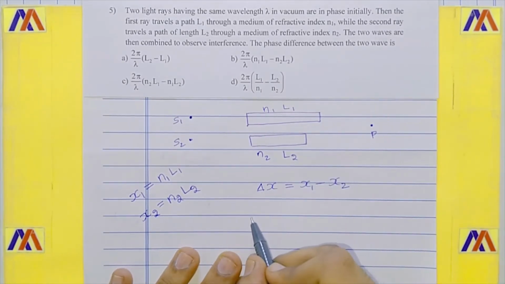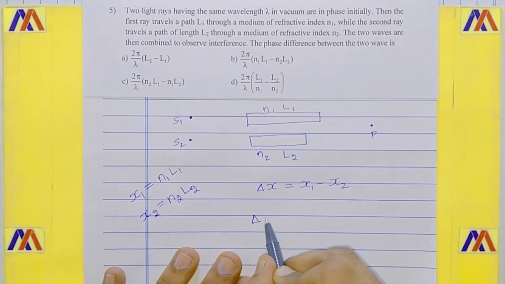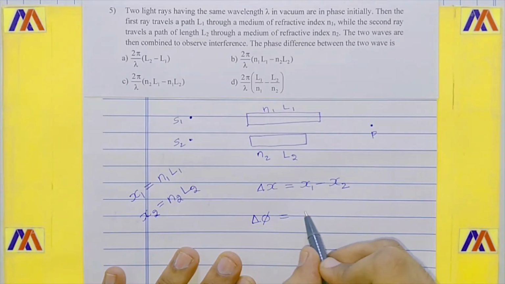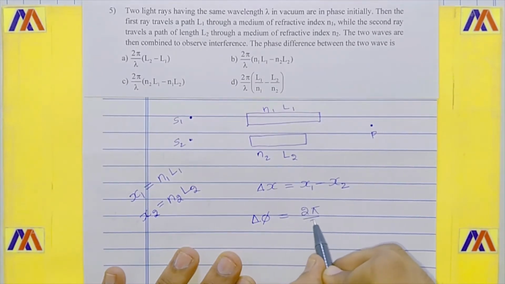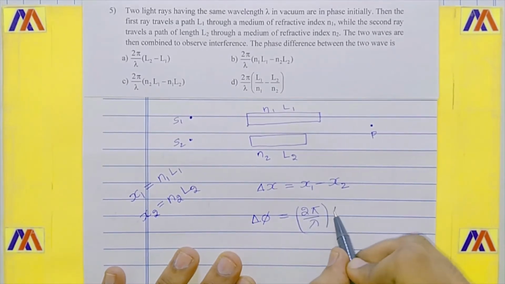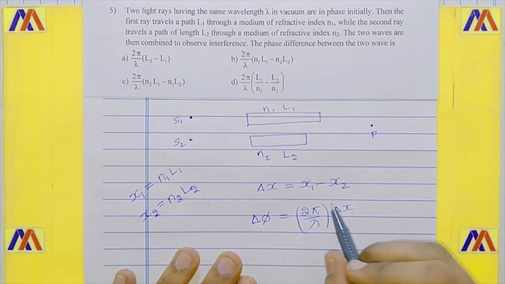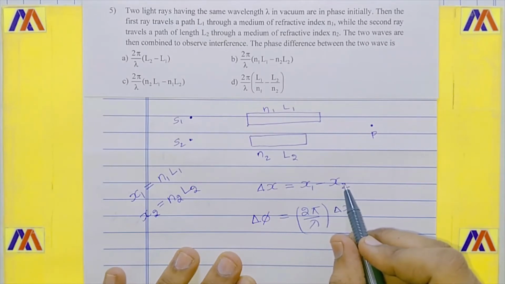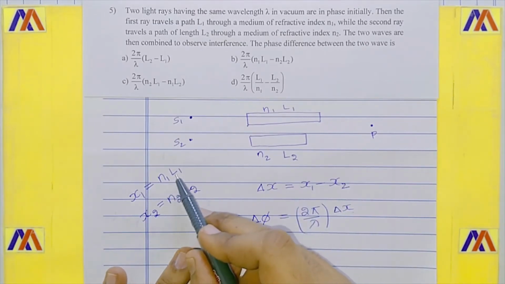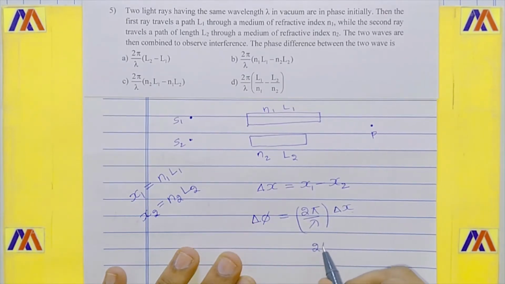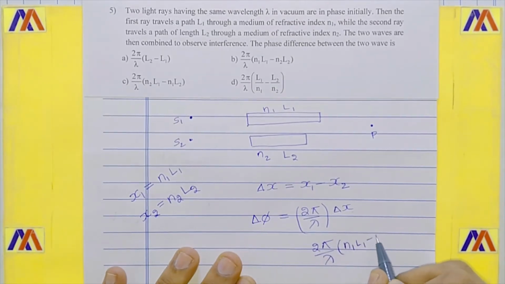We know the relationship between the phase difference and the path difference. Phase difference, delta phi, equals 2 pi by lambda into delta x, which is the path difference. Substitute x1 minus x2, and for x1 we have n1 L1 and for x2 we have n2 L2. We get the phase difference as 2 pi by lambda times n1 L1 minus n2 L2, as given in option B.